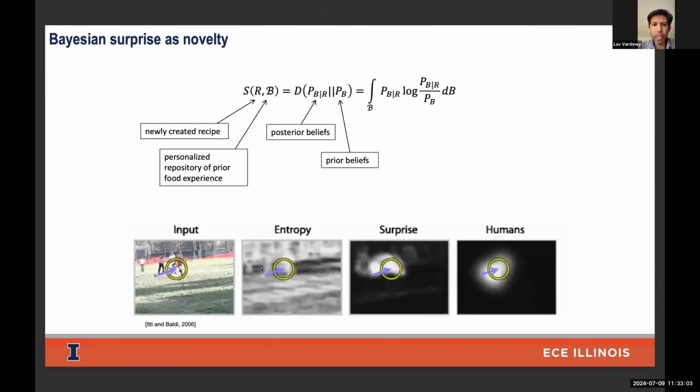As I said, one example of a novelty function is Bayesian surprise, which is a relative entropy between the conditional posteriors given the new idea and the prior beliefs. If one computes the KL divergence, it captures very strongly how humans perceive novelty and where they pay attention. So this would be one example of a novelty function.